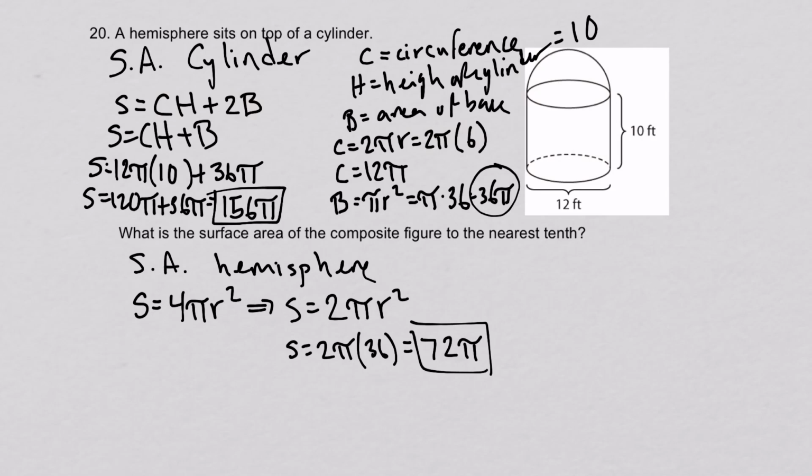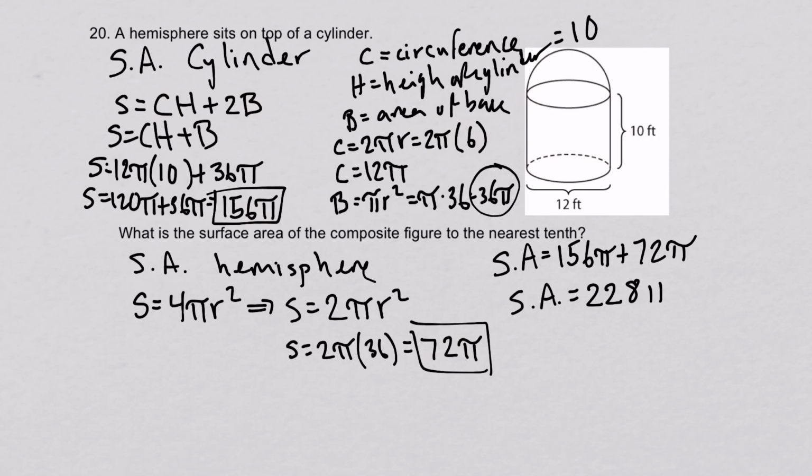Alright. Found the two surface areas. I found the surface area of the cylinder and I found the surface area of the hemisphere. Put those two together and that is the total surface area. So the total surface area is 156 pi plus 72 pi. Put them together and we get 228 pi. Let me just double check that on the calculator. And yeah, it's right, 228 pi.